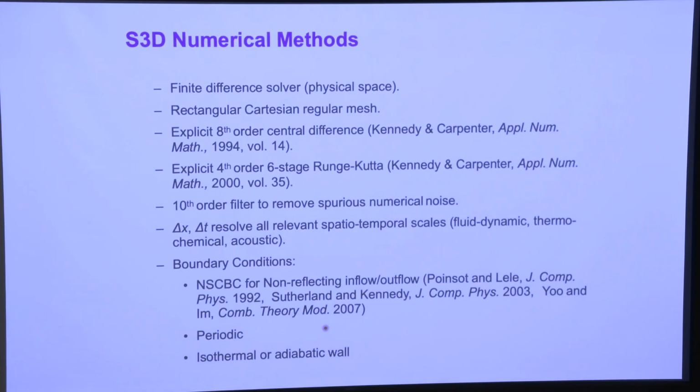But just a word on boundary conditions, because that can be a lecture in and of itself. We use the Navier-Stokes characteristic boundary condition method for treating inflow, outflow, as well as permeable wall boundary conditions. We also, in some instances, assume periodic boundaries in certain directions, and walls can be isothermal, adiabatic, or they can be permeable so that you can transfer energy and mass across the wall.